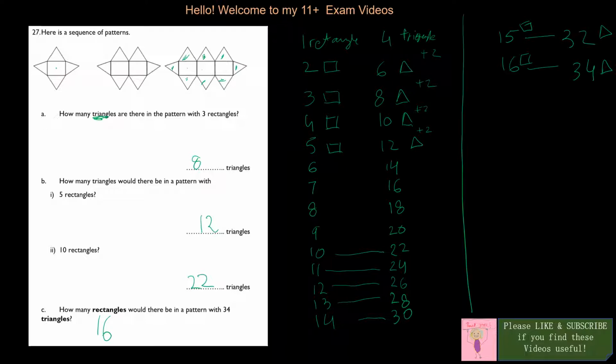So I've just stopped doing. So this is continuing. So these are all triangles. So that is it. I'm just incrementing by 2. 12, 14, 16, 18, 20, 24, 26, 28, 30, 32, 34. So 15 rectangles will have 32 and 16 will have 34.